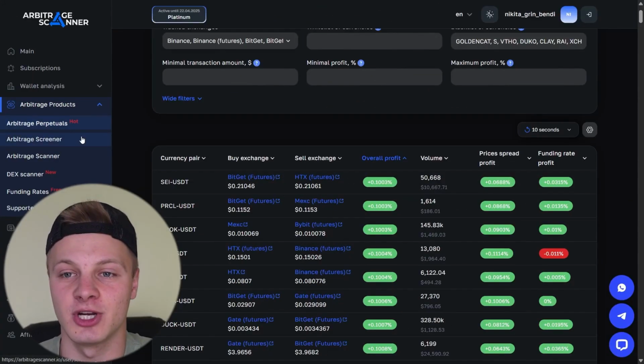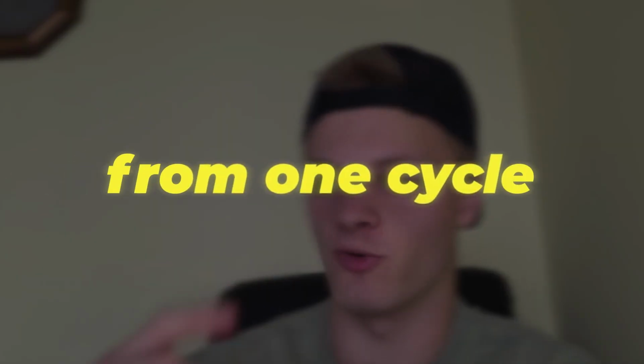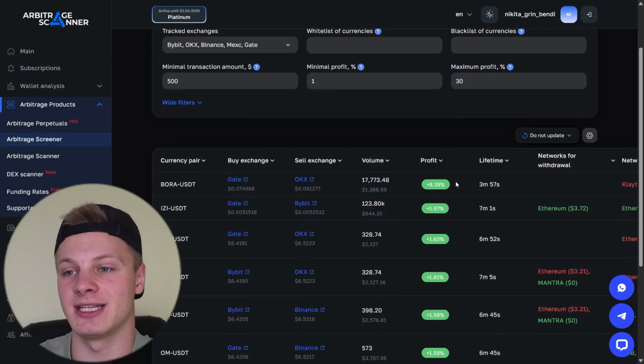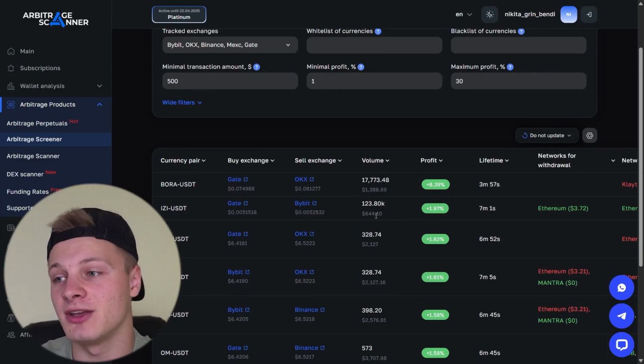Then there is the Arbitrage Screener. Here you find arbitrage opportunities and it shows what profit you get from one round. It shows the lifetime, meaning how long the trade has existed, which exchanges you can open the trade on, which exchange to buy and sell on, and you can immediately check the volumes.